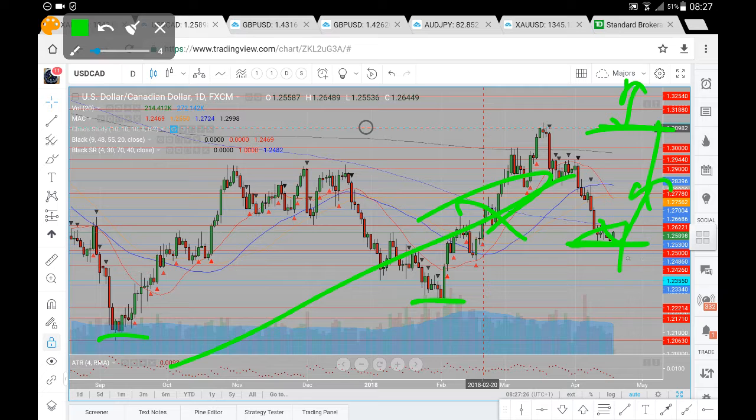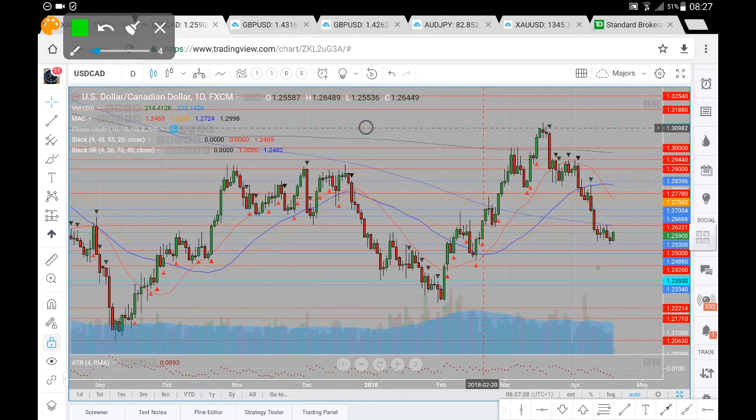If, however, we do fail to hold this 25.30 and we do see this continued progression down to the downside, this most recent major swing low would be under threat somewhat. And with that said, that should wrap up the US dollar CAD analysis.